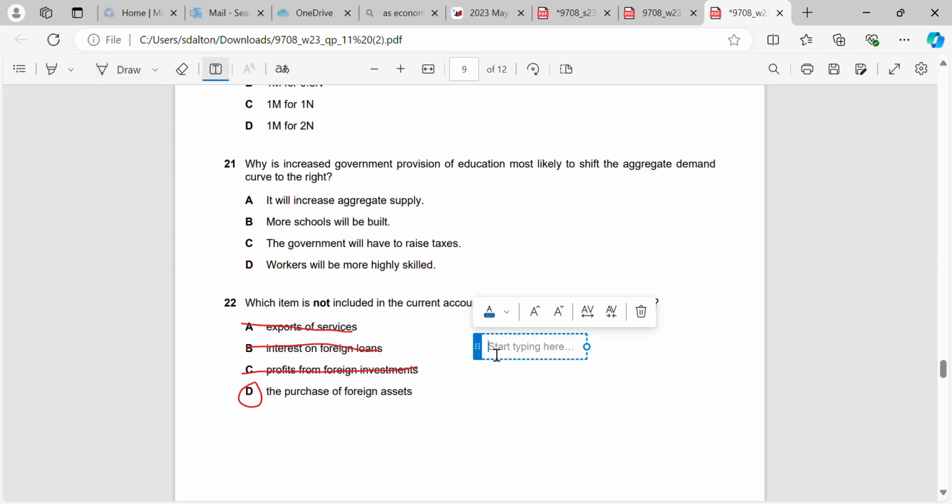They will all be included in one of the 4 components of our balance of payments, which is balance of trade goods, balance of trade services, primary income, secondary income.